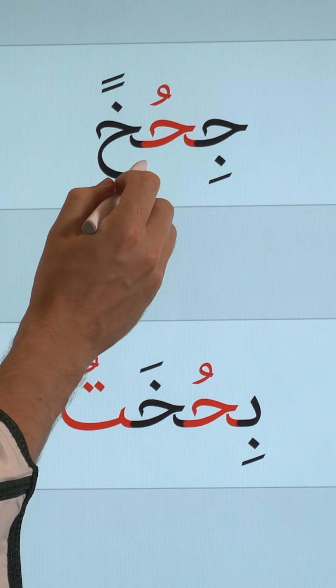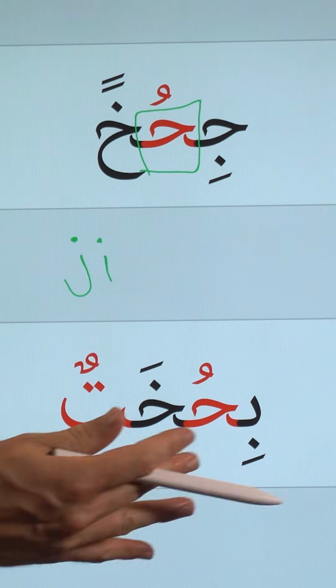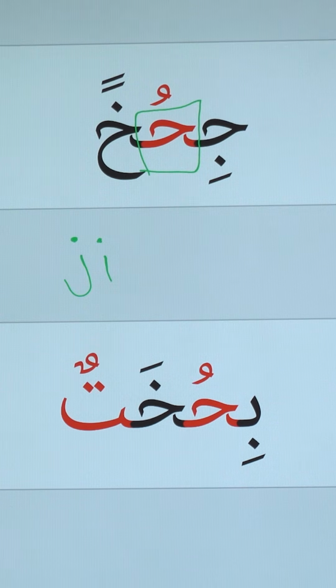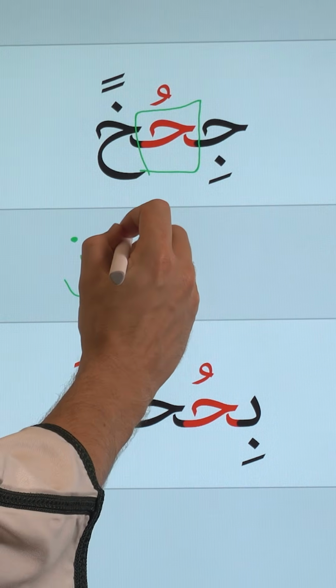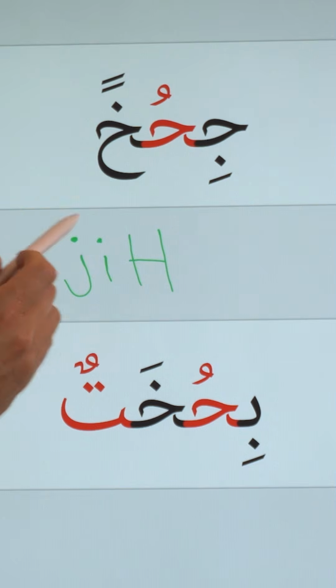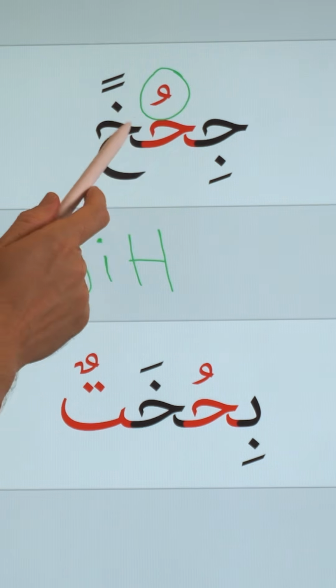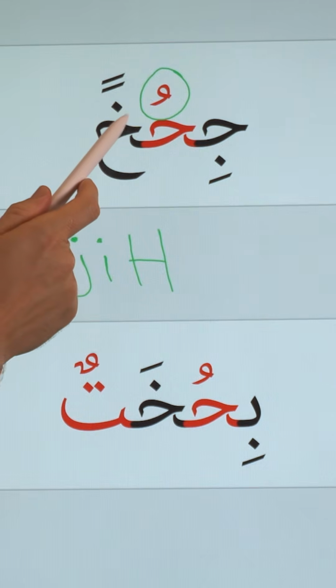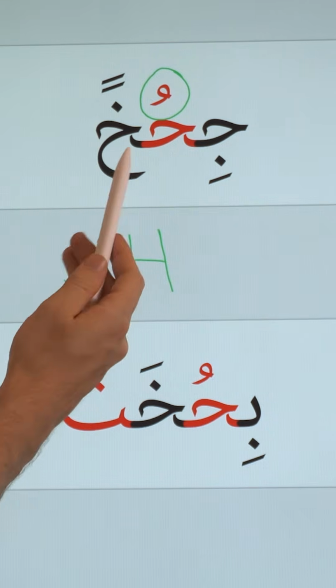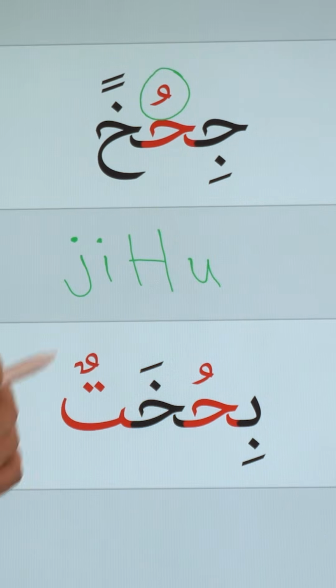Moving forward, we want to identify the next letter. So which letter looks like an ocean wave but does not have a dot? That would be the letter Ha. And we're going to write a capital H because the letter Ha is sharp. So after identifying the letter, next we want to identify the haraka. This is called a dhamma, and it sounds like U. So we're going to write a U for the dhamma.